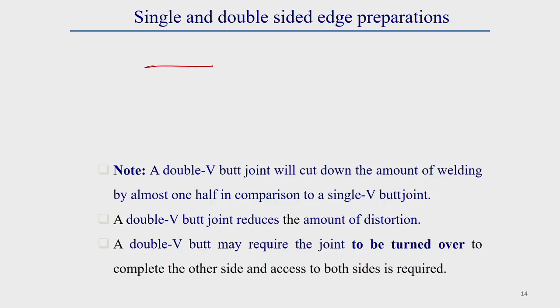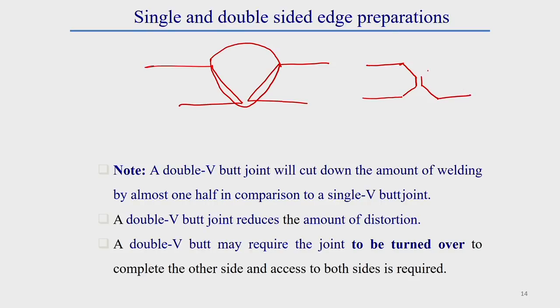In case of single V groove SP portion, we do the welding like this. In case of single V groove bar joint, once we do the welding, we get a weld bead shape which looks like this. But in the same plate thickness, if we do double SP preparation, then how will the weld bead shape look? The weld bead shape will look like this. This is one side, this is another side. So generally this is the weld deposition pattern for double sided, and this is the weld deposition pattern for single sided SP portion.